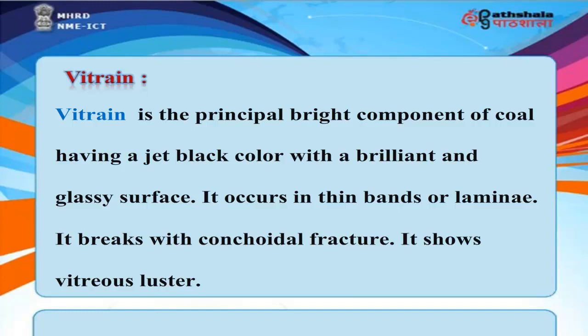Vitrain is the principal bright component of coal, having a jet black color with a brilliant and glassy surface. It occurs in thin bands or laminae. It breaks with conchoidal fracture. It shows vitreous luster.